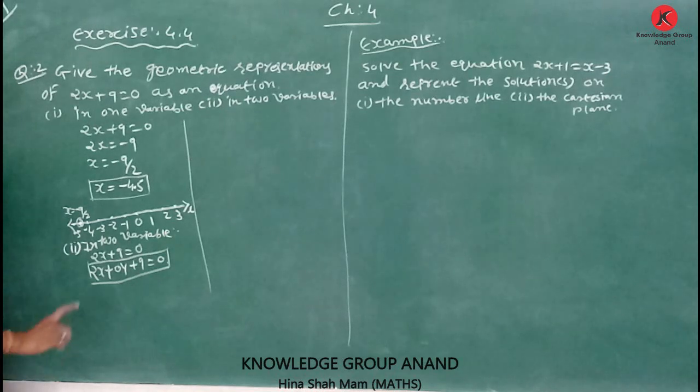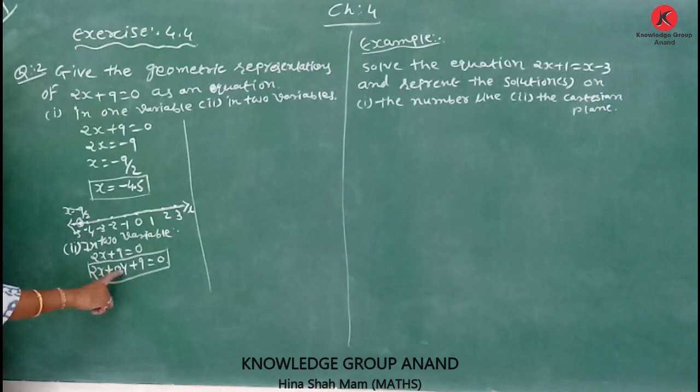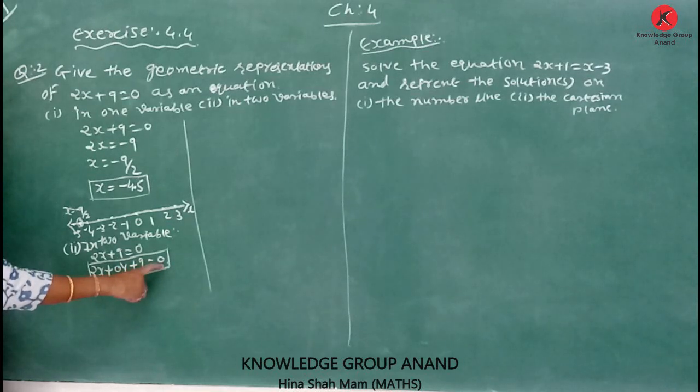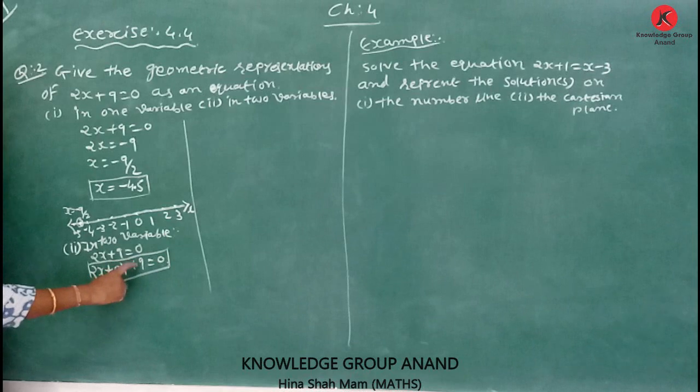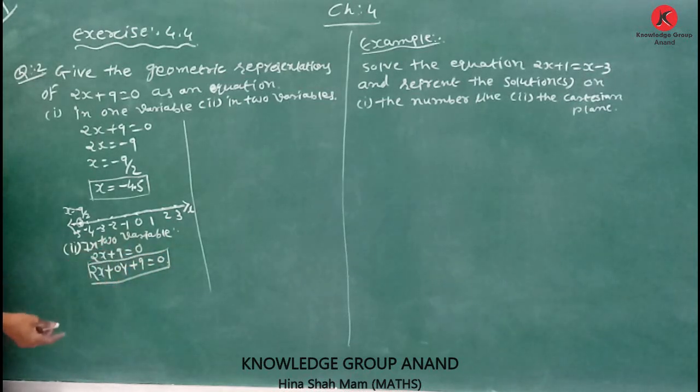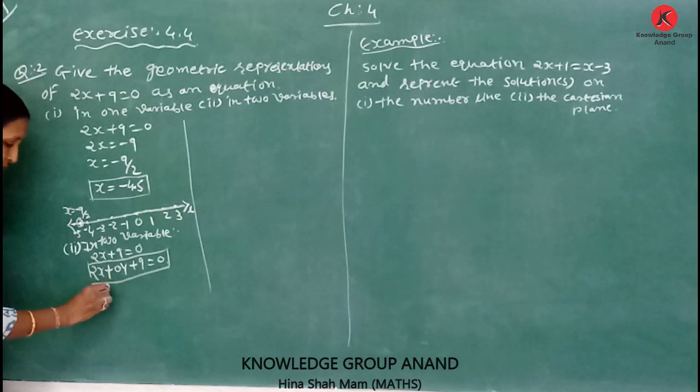Now prepare its table. Put y equals 1. We want x, therefore y equals 1. 2x plus 0 into 1 plus 9 equals 0, so 2x plus 0 plus 9 equals 0, that is 2x plus 9 equals 0. x equals minus 9 by 2. Otherwise, you can do it like this.